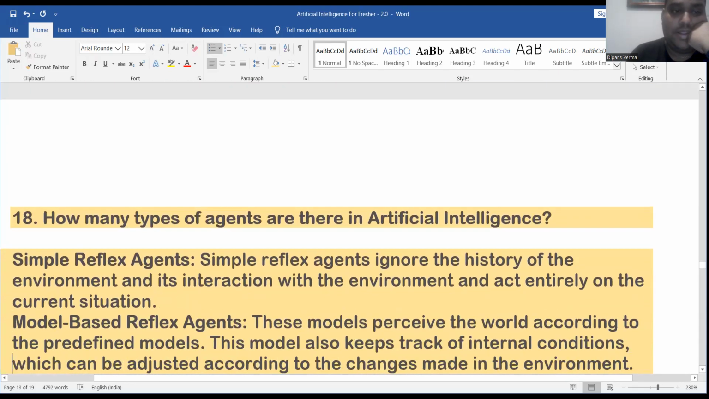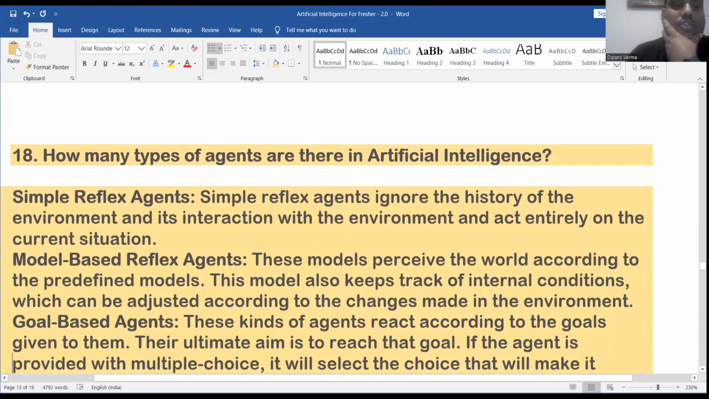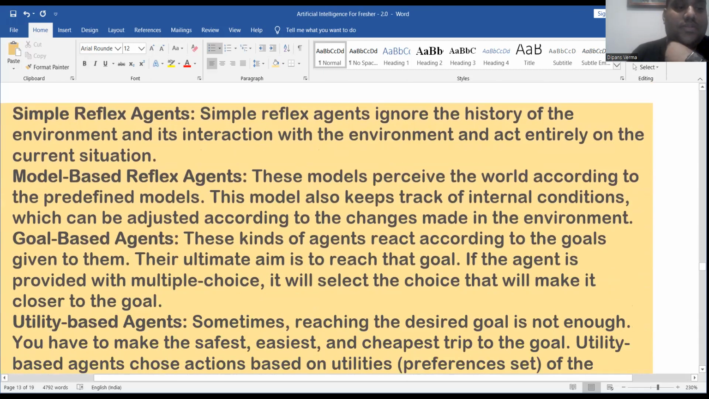How many types of agents are there in AI? Simple reflex agent, model based reflex agent, goal based agent, utility based agent.